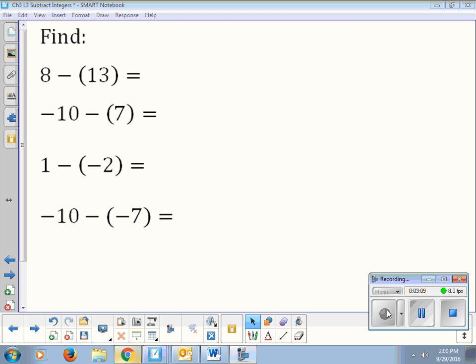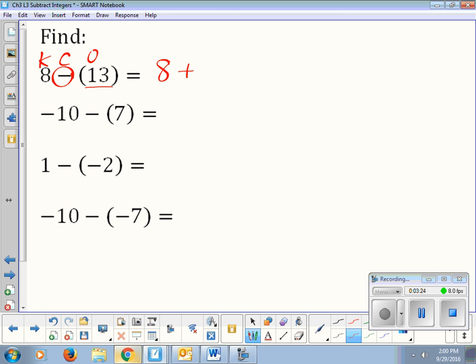Okay, for our examples, we are going to KCO, keep, change, opposite. So I keep my 8, I change my minus sign to addition, and I take the opposite of 13. What's the opposite of 13? Negative 13. So now we have an addition problem.